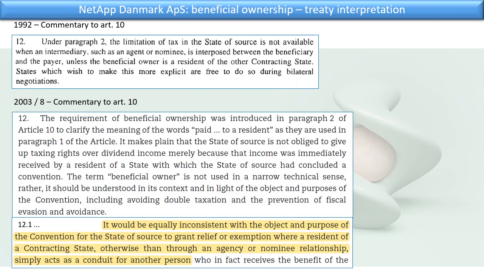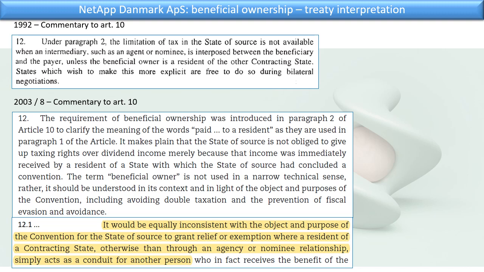The Danish Supreme Court then also refers to 2003 commentaries, which expanded on paragraph 12 that we looked up here, and then not only did it put more text to a paragraph 12 itself that you can see for yourself on the screen here, where it talks about beneficial ownership, meaning clarifying the meaning of the words paid to a resident, and it makes sure that the source state is not obliged to reduce the tax if the payment is not to a beneficial owner, right? And it says the beneficial owner is not used in a narrow technical sense. Rather, it should be understood in its context and in the light of the object and purpose of the convention, including avoiding double tax and prevention of fiscal evasion and avoidance. Very modern language, almost post-BEPS.